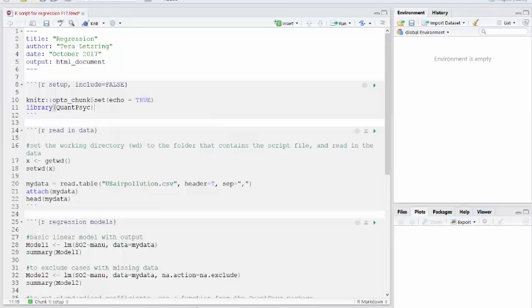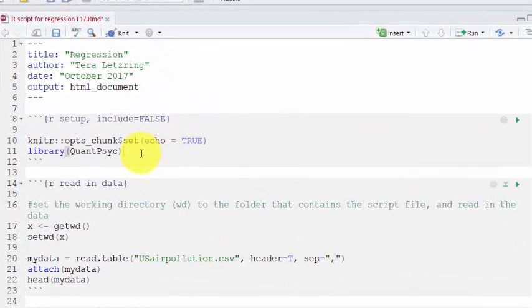In this video, we will run a regression analysis in R and also check some of the assumptions of regression. So first we just need to do our basic setup. We just have one additional package to load, which is the quant-psych package. And then we will read in our data. We're using the U.S. air pollution data set again.